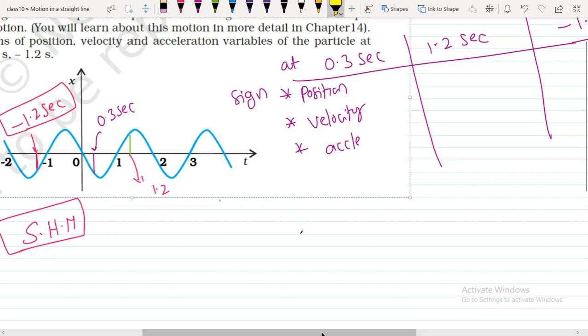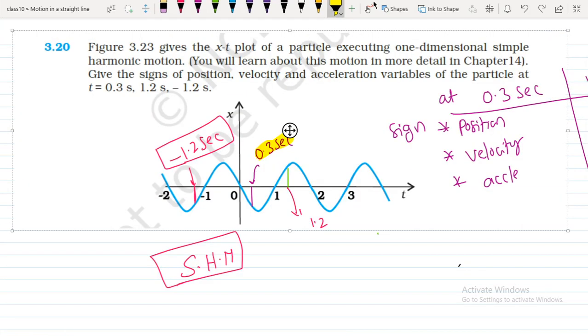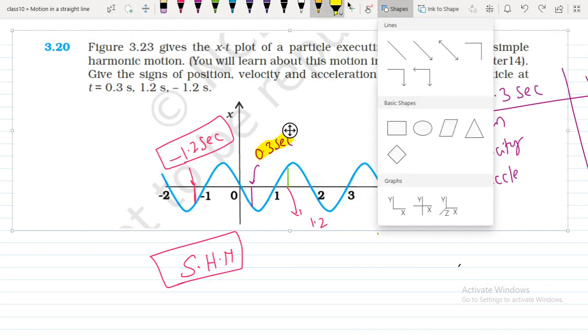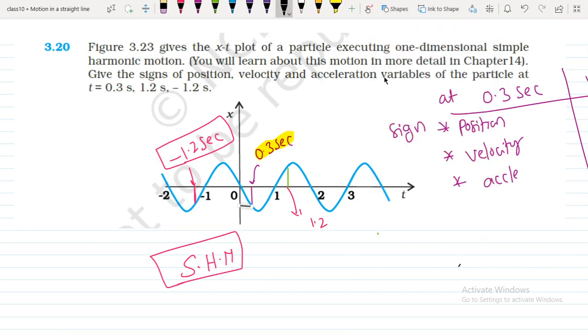Now it comes to 0.3 seconds. At 0.3 seconds, if you see this displacement, is the position positive or negative? Here the position is negative. It is represented in the negative x-axis direction. If it were positive, it would be on the positive side, so obviously this is the negative x-axis. So the position at 0.3 is negative, x less than 0.